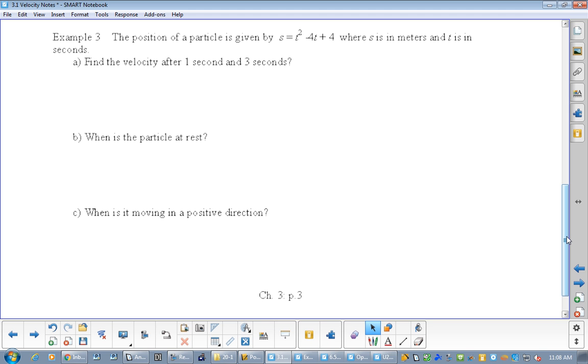Okay, anyway. The position of a particle is given by s equals t squared minus 4t plus 4, where s is in meters and t is in seconds. So always keep track of the time. Last one was hours, right? So when you're putting in t, or you're looking for t, make sure you're aware. Find the velocity after 1 second, after 3 seconds, okay? So we're just going to go v equals, what's my derivative?